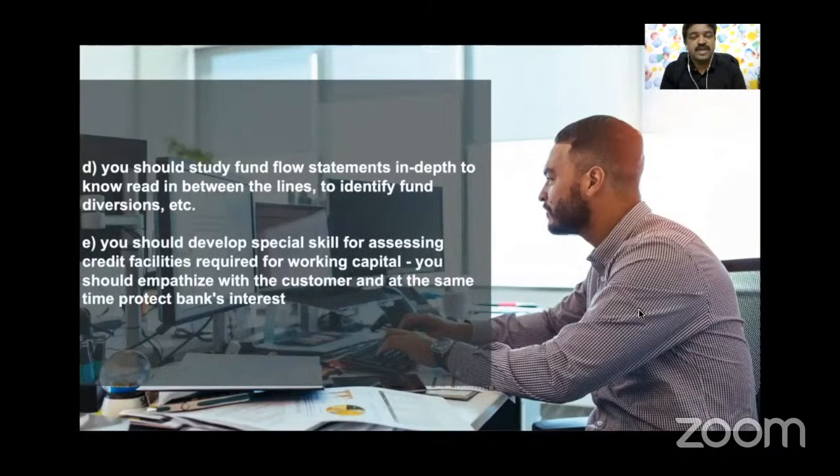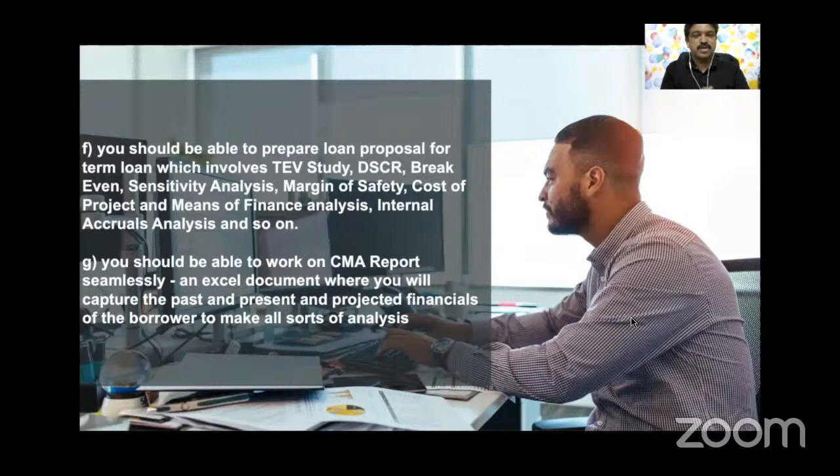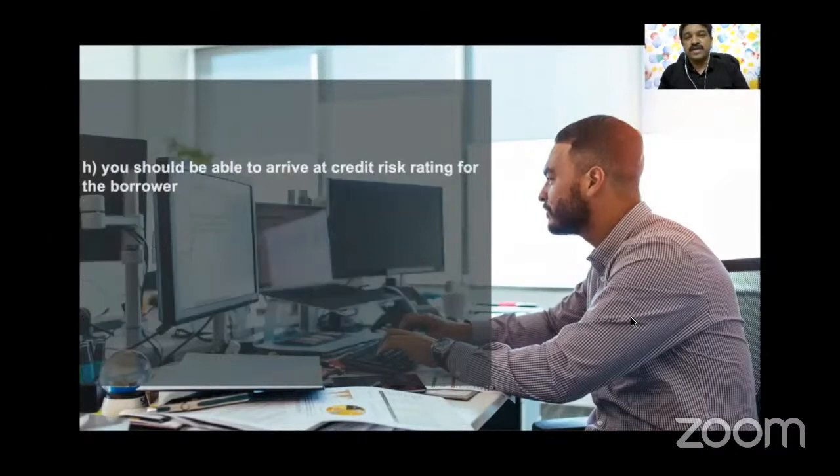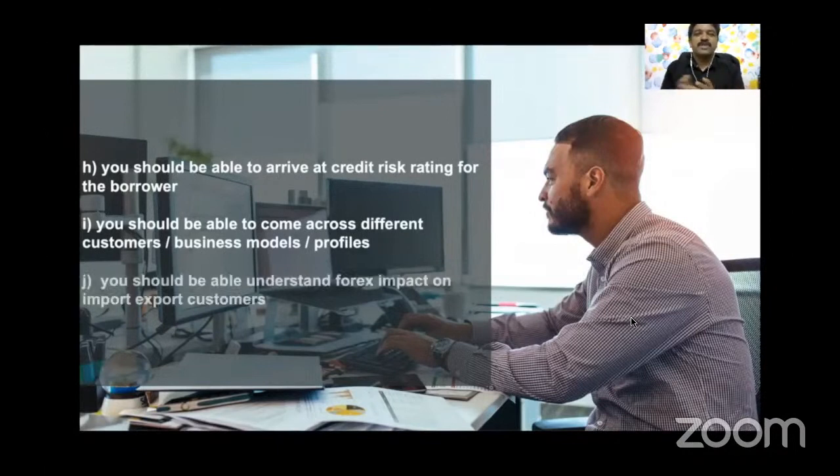Then you should develop special skill for assessing the working capital requirement of the borrower. Here you have to empathize with the borrower, but at the same time you should also protect the bank's interest. Next, you should be able to put up a comprehensive loan proposal if a borrower comes for a term loan for putting up a project, because this requires a viability study. You have to look into their repayment capacity, DSCR, FIRR, break even, sensitivity, and so on. Next, you should also be able to work seamlessly on the CMA report, the basic Excel document which captures the past financial data as well as the current estimate and projection. And from this only all kinds of analysis will happen. Next, you should be able to arrive at a credit risk rating for the borrower. You should be able to come across different types of business entities, business model profiles, and you should also be able to understand the forex impact on import export transactions.